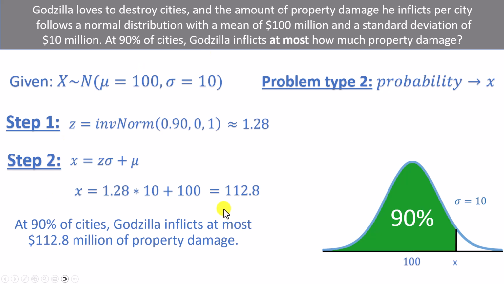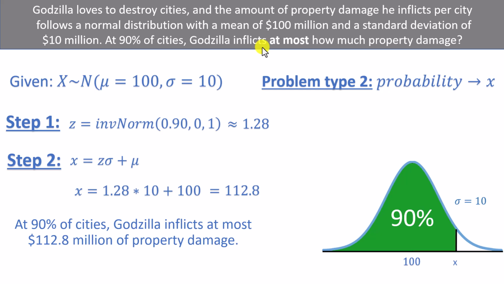So these ones are a little bit quicker. There's only 2 steps compared to 4. But they can be very tricky because you have to pay attention to where this area is. So another way this problem could have been worded is, what amount of property damage is such that only 10% of the time Godzilla inflicts more.